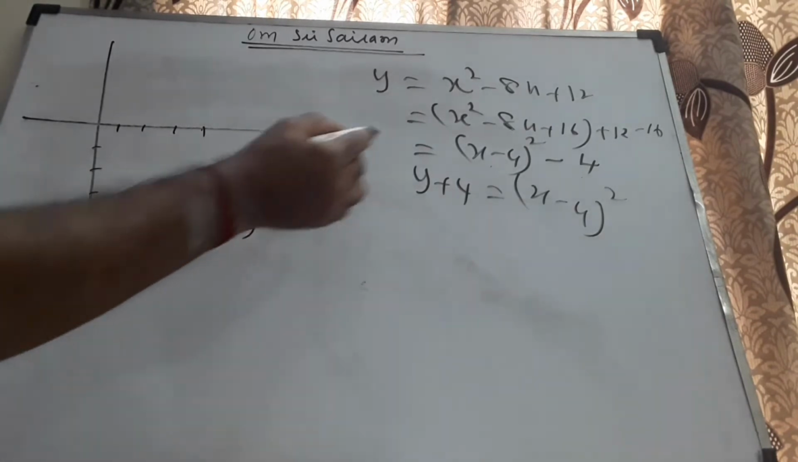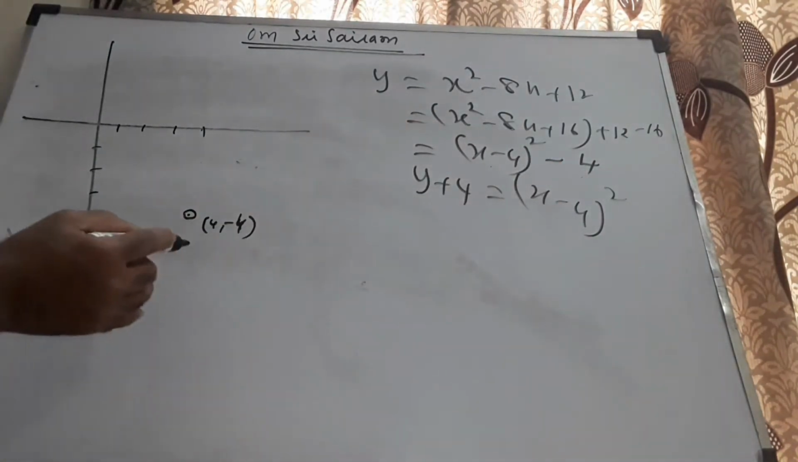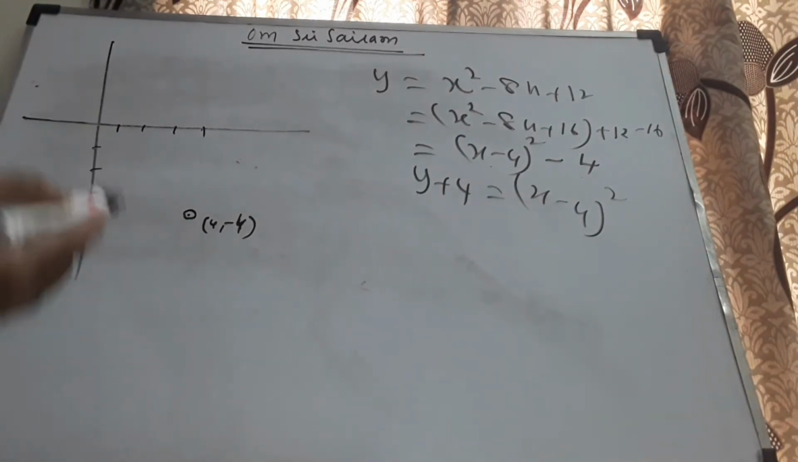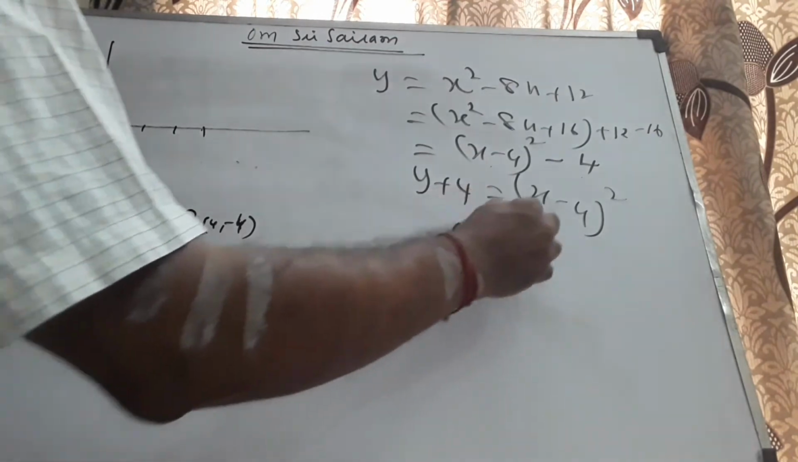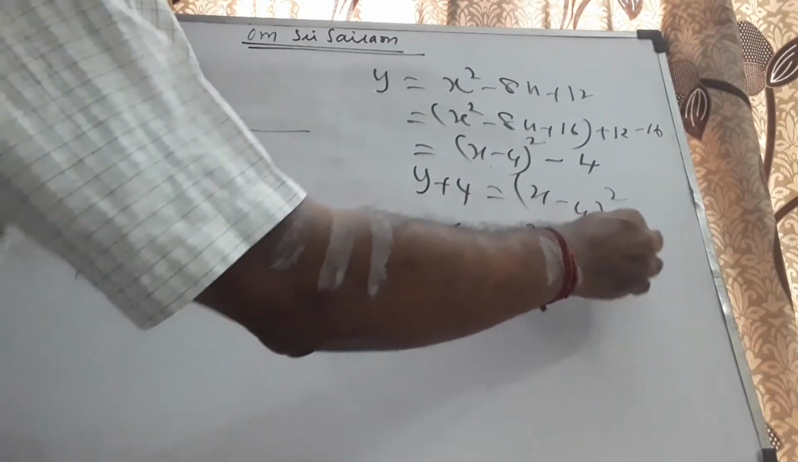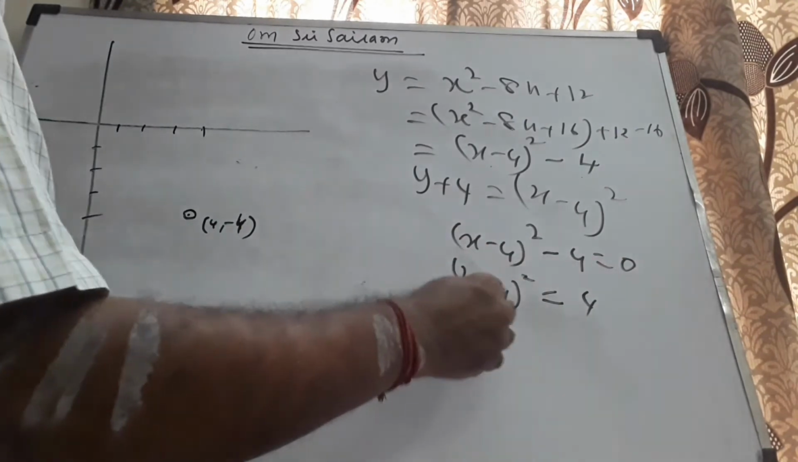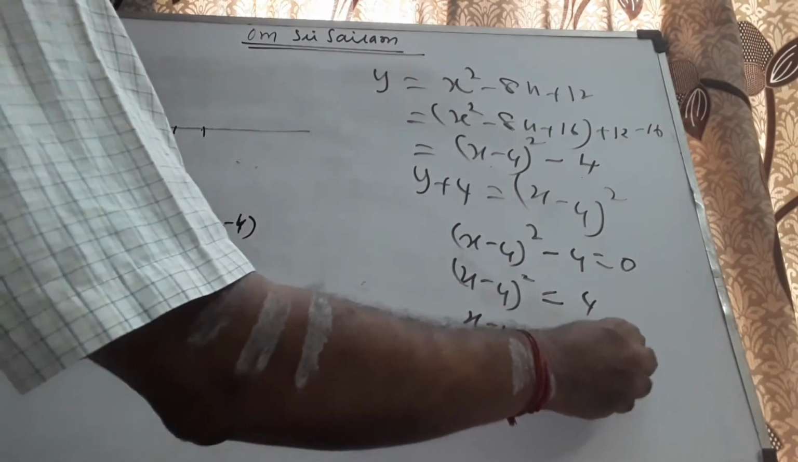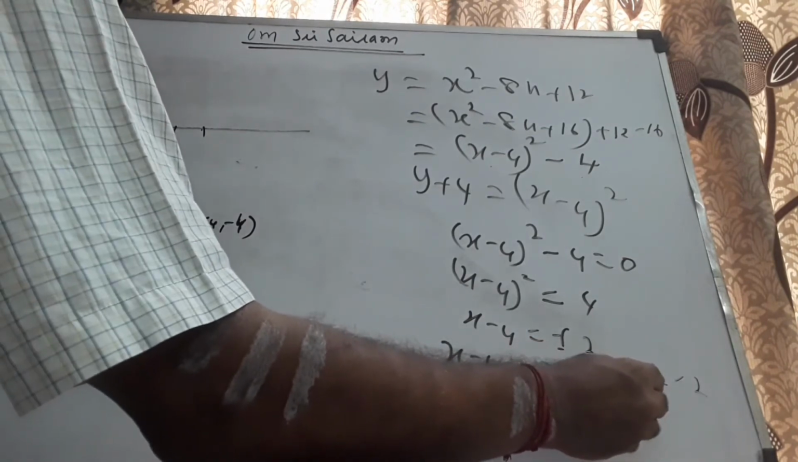Let me just repeat. When x is equal to 4, y is minus 4. Therefore, it passes through 4 comma minus 4. Then y is equal to 0 is the equation of the x-axis, I already told you. Now, putting y equal to 0, I will be able to solve (x minus 4) whole square minus 4 is equal to 0. Now (x minus 4) whole square is equal to 4. Now x minus 4 is equal to plus or minus 2. x minus 4 is equal to 2 or x minus 4 is equal to minus 2. Now x equal to 6 or x equal to 2.